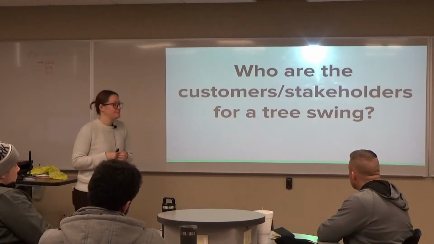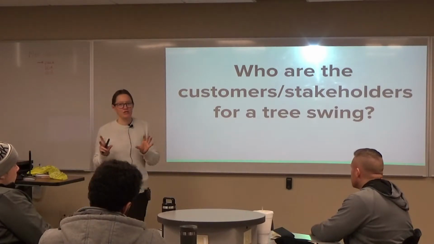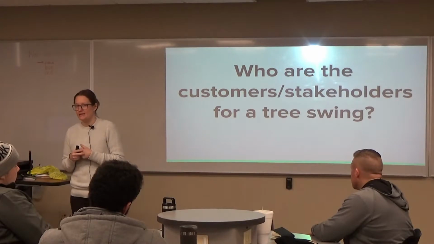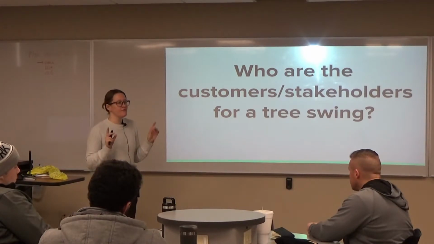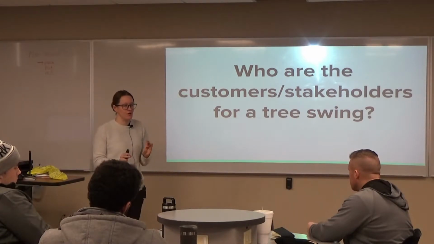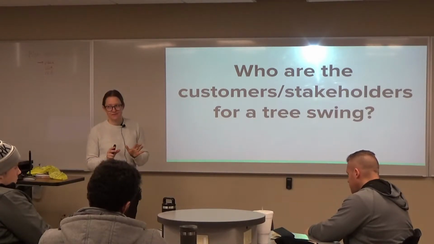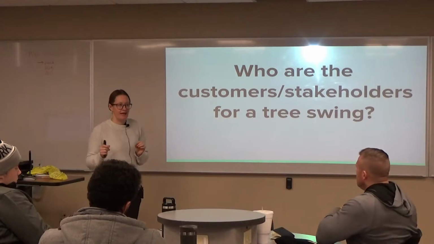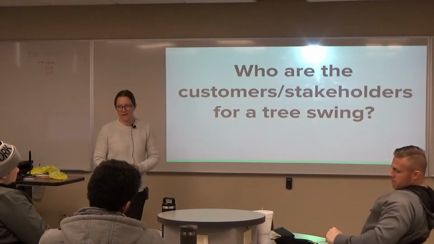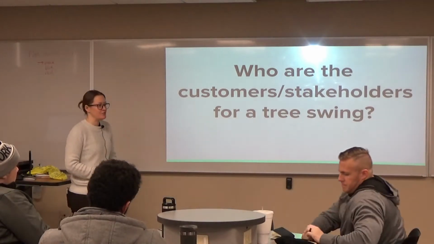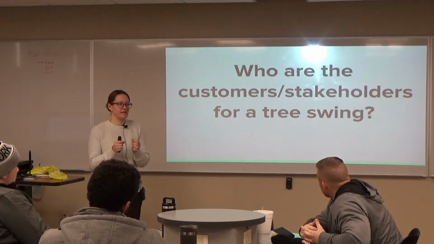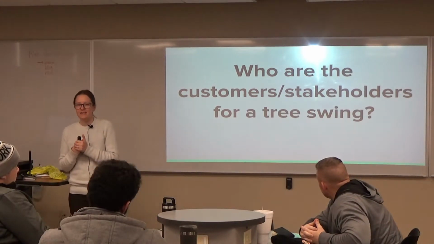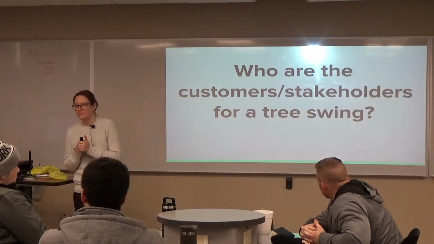All right, I've been talking a lot, so let's let you do some interactive thinking now. How about a tree swing? Let's think of all the possible customers or stakeholders for a tree swing. We have a tree, and we're going to add to it a swing. A kid wants to swing on a tree. Who are all of those stakeholders and customers? Just take a few moments and think about who they are.